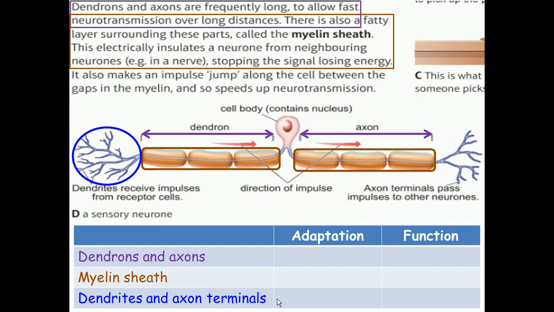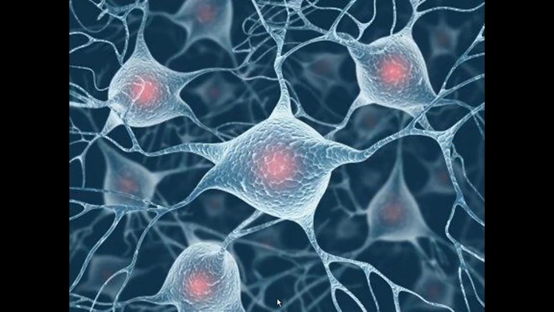And then also, you've got dendrites which receive electrical impulses and axons that transmit electrical impulses to other neurons. And if you look at both the dendrites and the axons, you can see that they are branched. So that means that they can receive electrical impulses from lots of different directions, and they could also transmit electrical impulses to neurons in other directions as well.